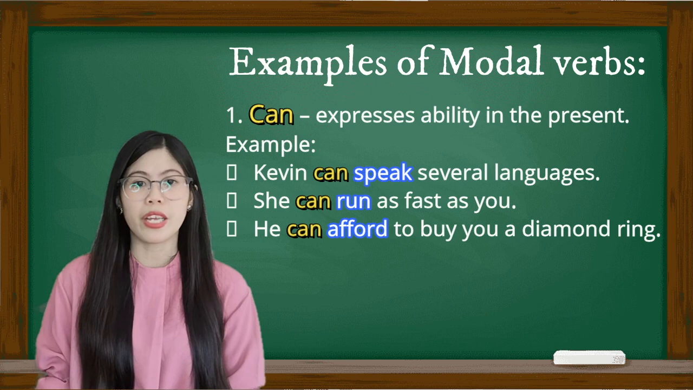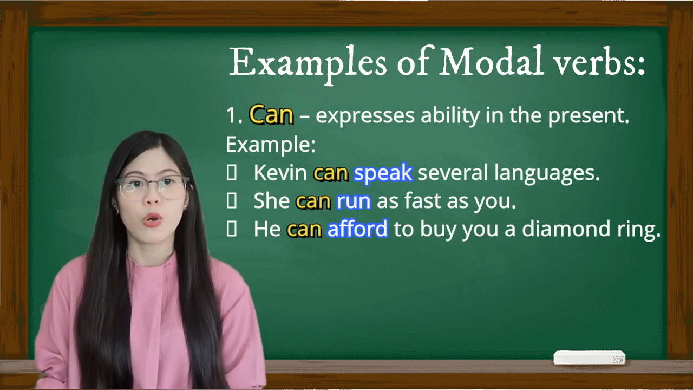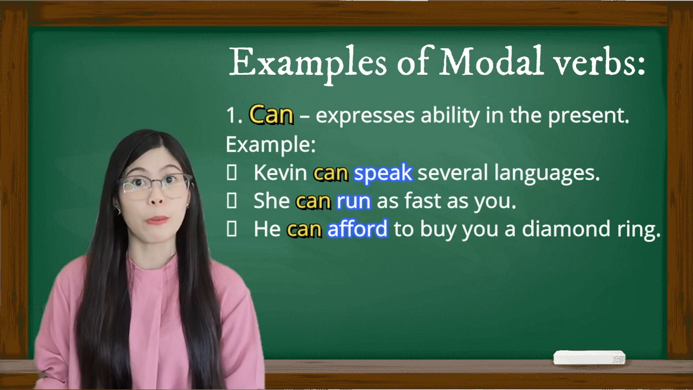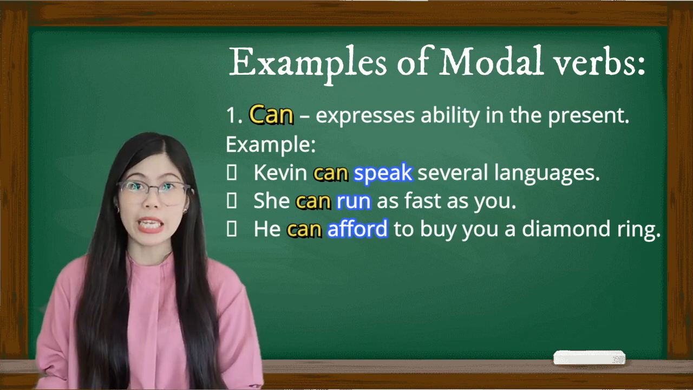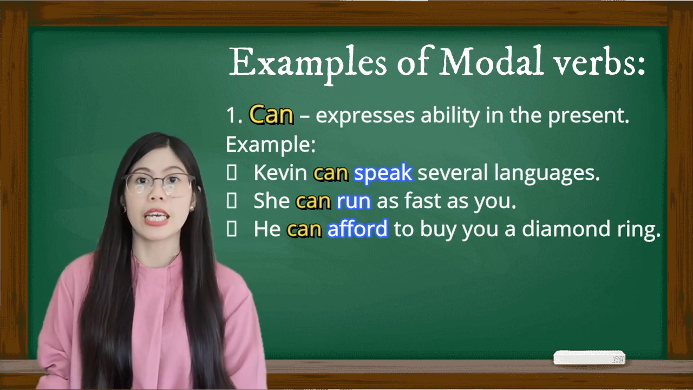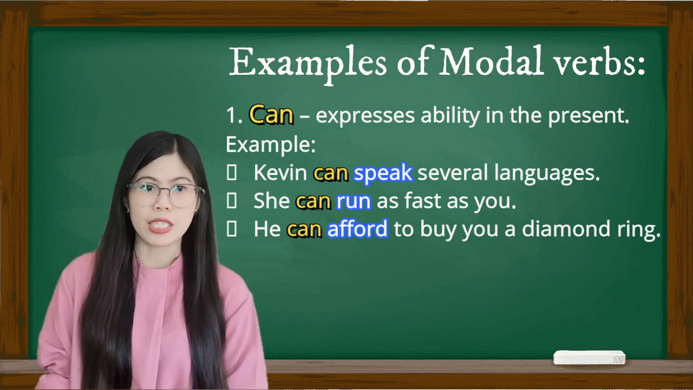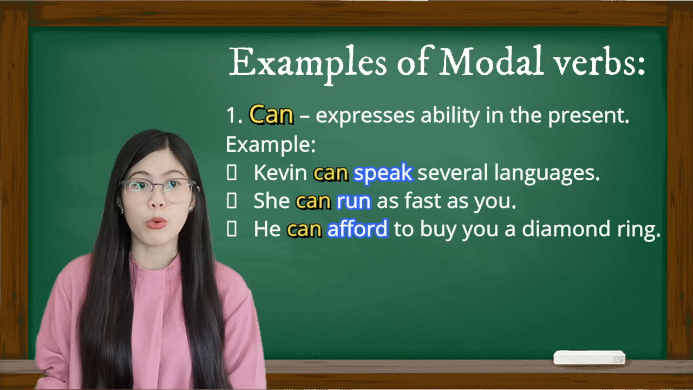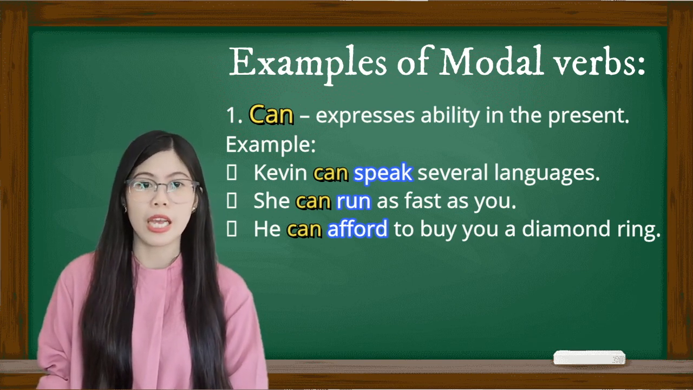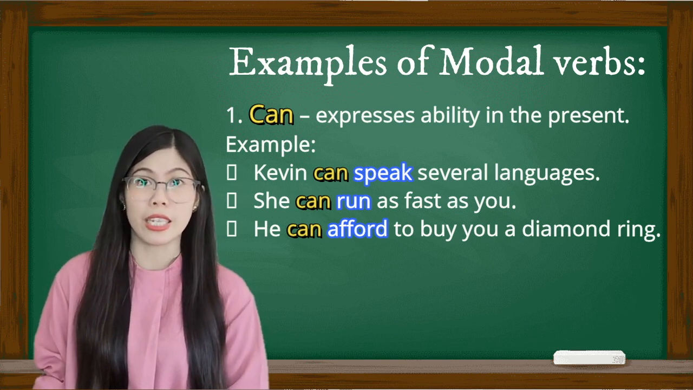Take note as well that after a modal verb, we have the main verb and it is always in the base form of the verb, meaning it doesn't have S at the end of the verb. Look at our given statements. Those in color blue are the main verbs and they don't end in S.